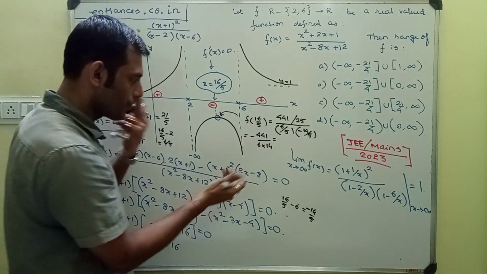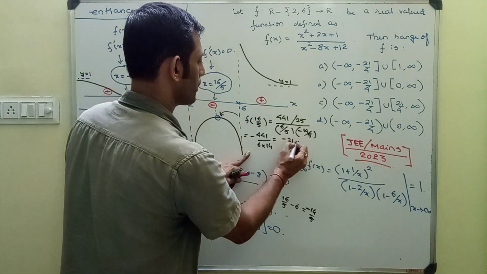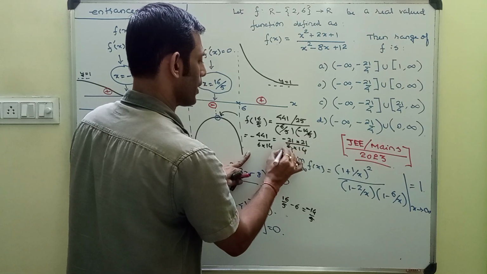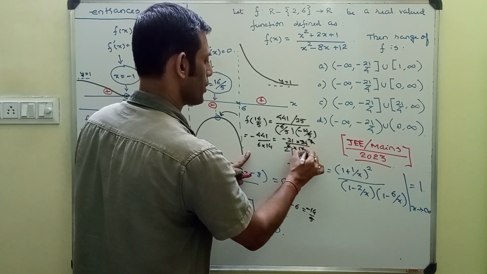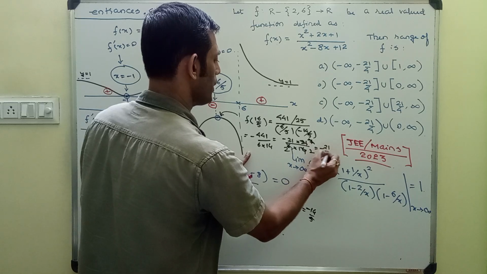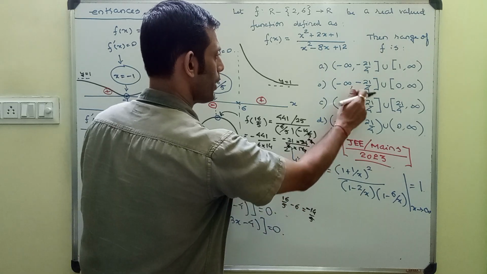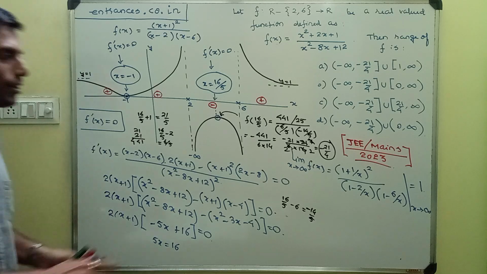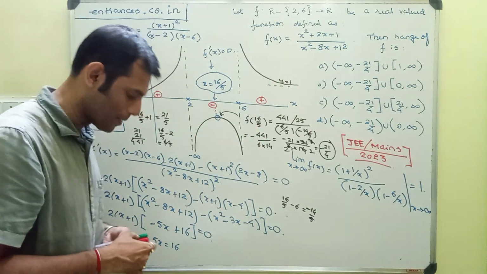So I would say this is 21 into 21 by 6 into 14. Let's divide. 3 2s are 6, 3 7s are 21, 7 2s are 14. So that's minus 21 by 4. You see this? Minus 21 by 4. You can calculate yourself if you want. This is a pretty rough calculation in a small space.